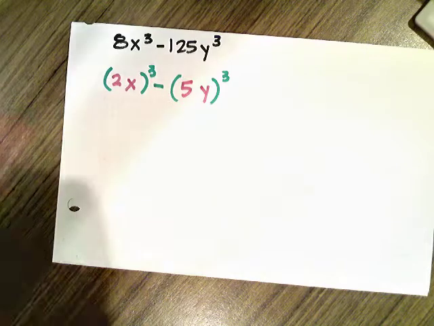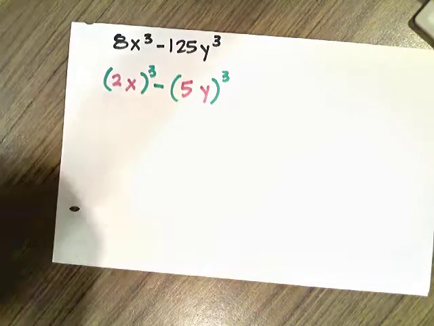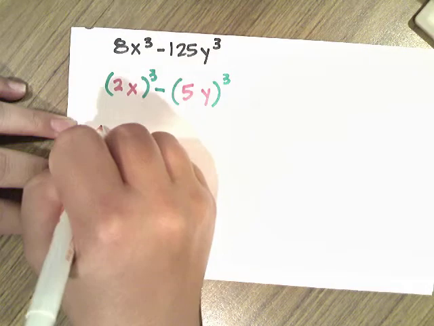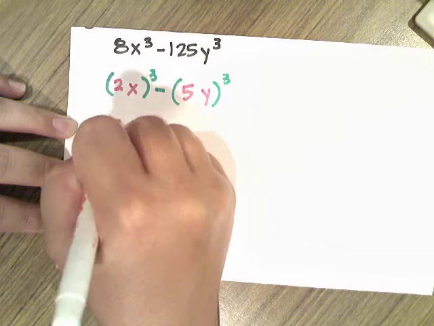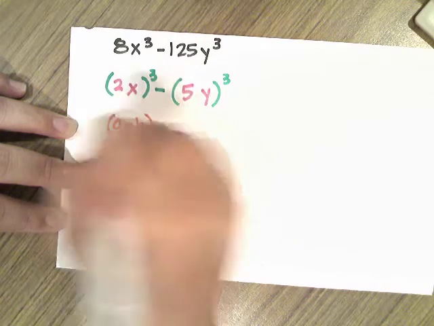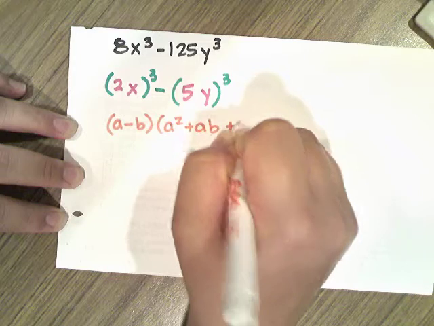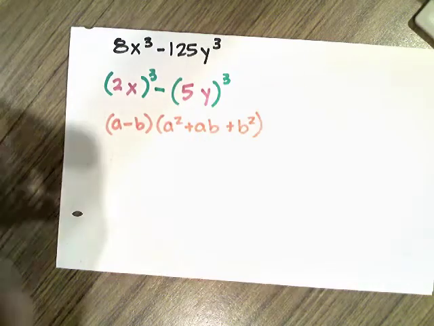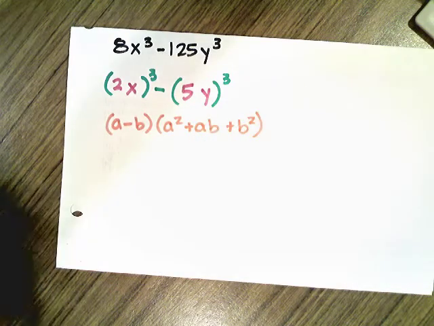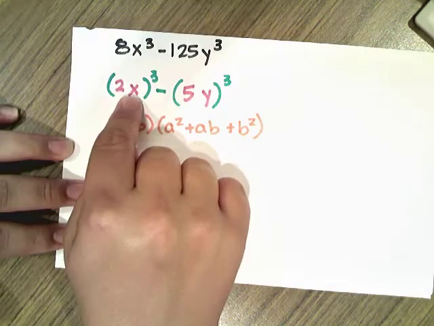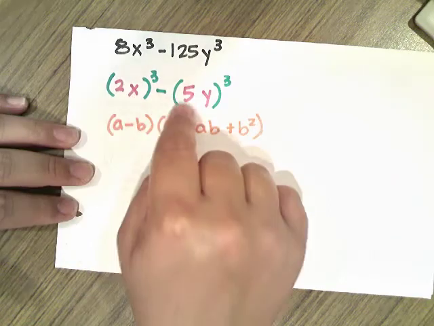Now we're going to follow our pattern. Again, this is a minus, so it's a difference pattern. That's going to be a minus b times the quantity a squared plus ab plus b squared. Wherever we see the a, we're going to put in 2x. Wherever we see the b, we're going to put in 5y.